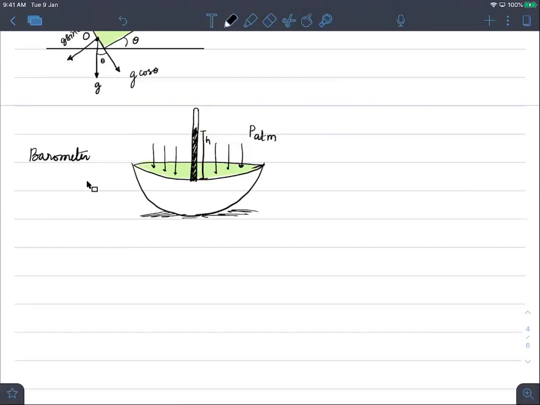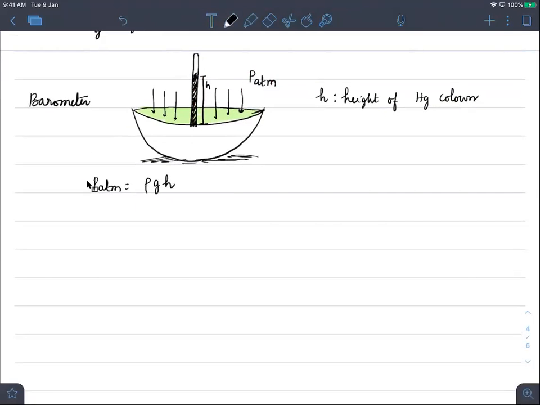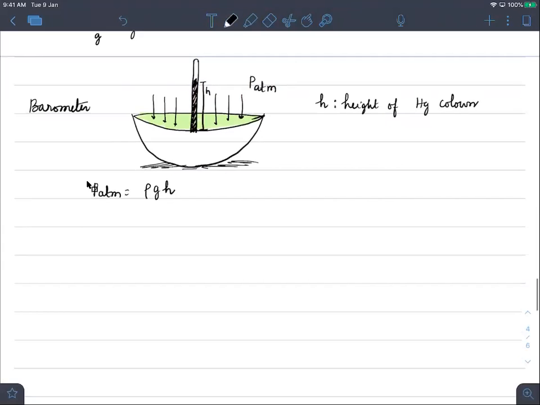So H is the mercury height column. H is the height of Hg column. So from here I can say that pressure exerted by that atmosphere would be equal to rho into G into H. This is what you will expect. Okay. I think all of you understood that, right?